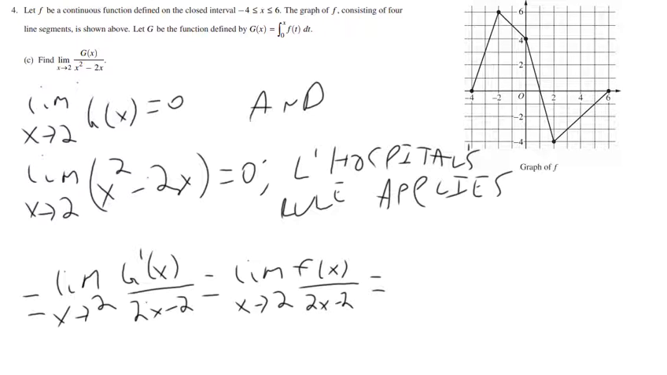And since we no longer have a 0 over 0 situation, we can just plug in our numbers here. So f of 2, when I plug in 2, f of 2 is going to be down here at negative 4. And when I plug in 2 on the bottom, I'm going to have 2 times 2 minus 2. And this is our answer for part C. And now we can move on to part D.